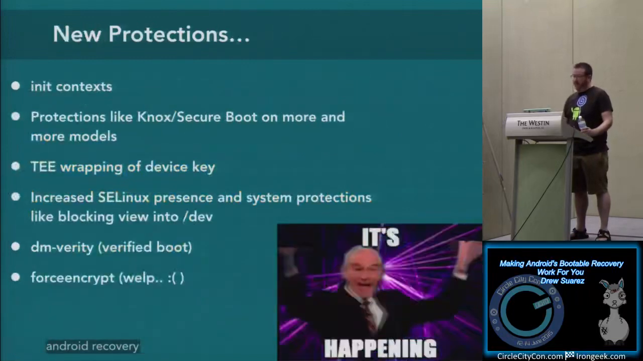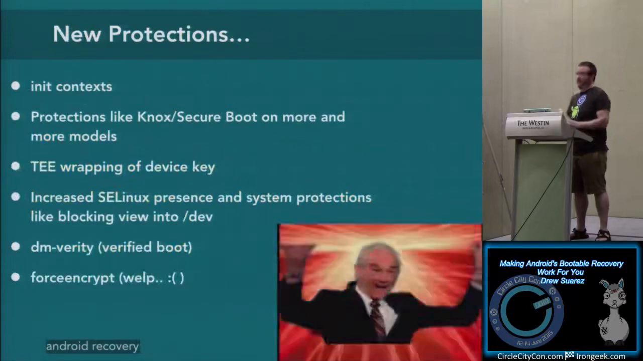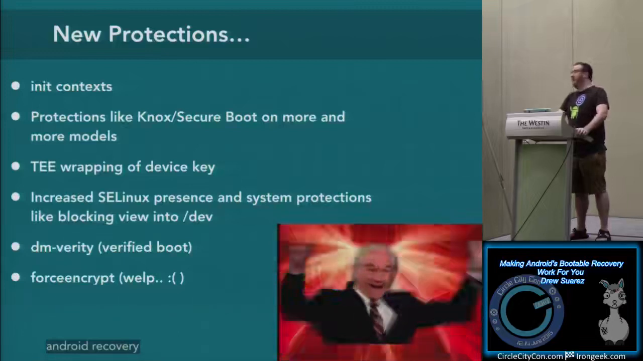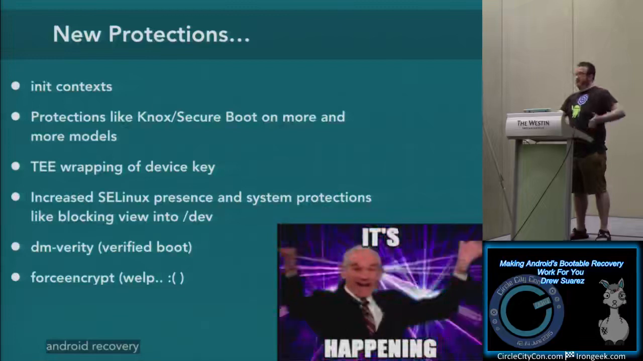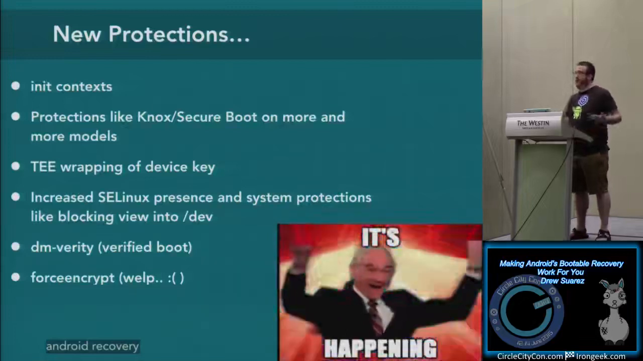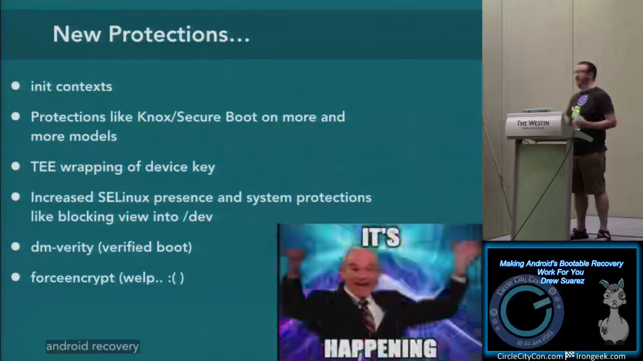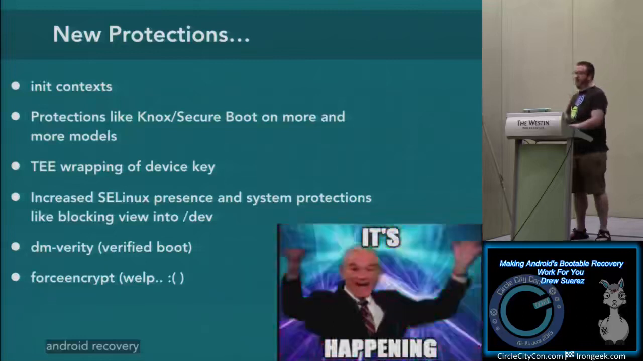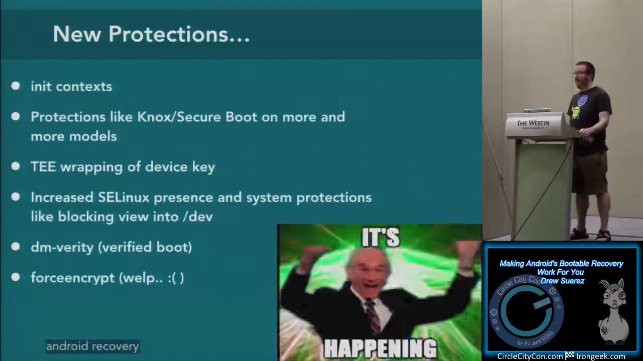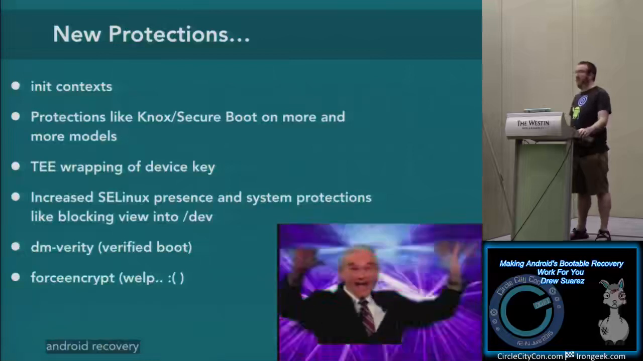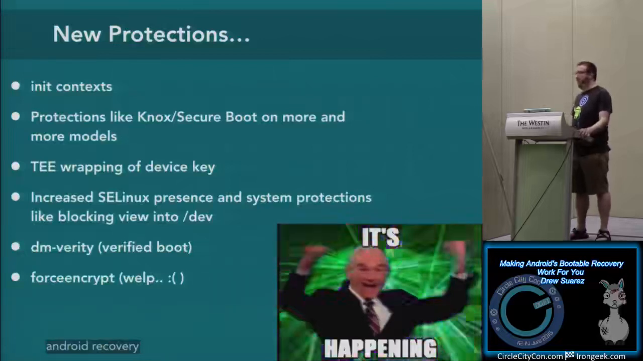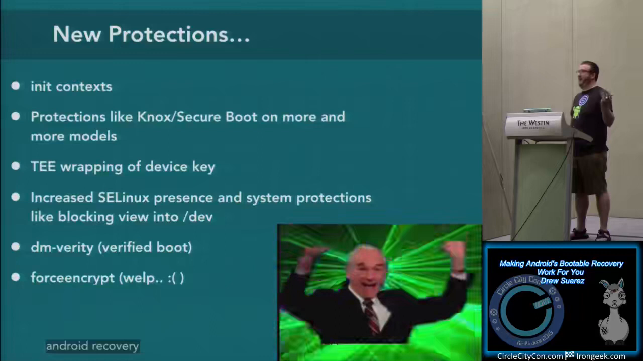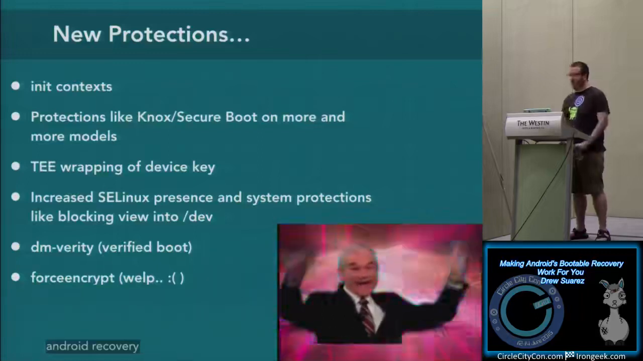So new protections. What are people doing about this? Now we have things on modern devices like init contexts. So things that happen in init scripts no longer just blindly happen as root. They're segmented to different user groups. So things execute, maybe you find some terrible permissions, but it's for a user that's useless to you. It doesn't actually help you in the exploit vector. So things like that are happening. Samsung and other OEMs have protections like Knox or Secure Boot coming out for more and more models. Unfortunately, Knox really doesn't matter on most devices because it'll just trip a flag, but that's it. It's a nag. It doesn't really actually prevent you from doing these things.